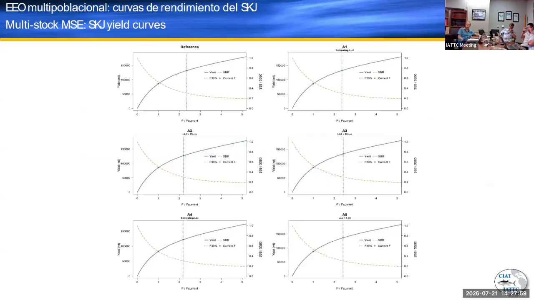However, for skipjack tuna, it's a different story. So you can see here, again, this is the current fishing mortality, and this is F30, which is also our proxy for MSY. You can see here that the yield can be greatly increased if we fish at F30%. And on average, over all the different models we have in the assessment, there's about a 50% increase in catch. And so there is potential for a great increase in the skipjack catch based on the current understanding of the skipjack population and the fishery.